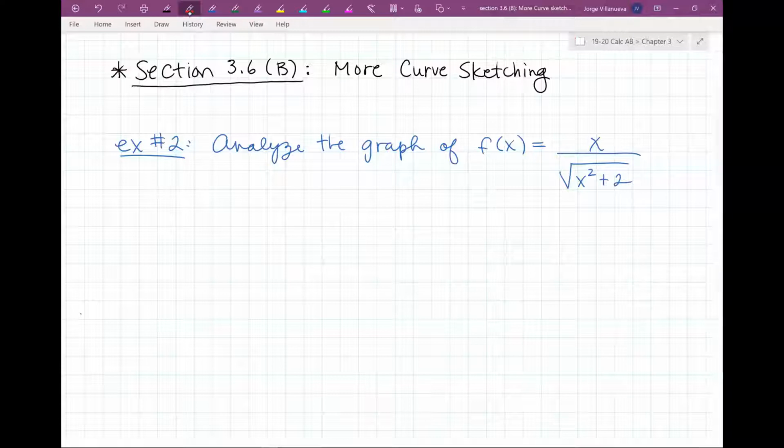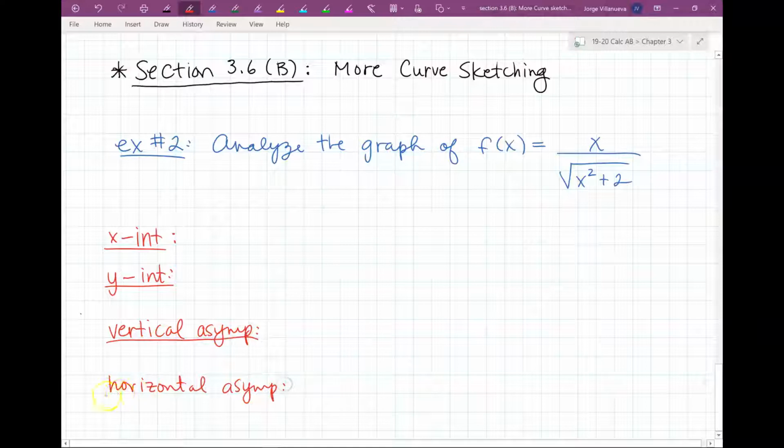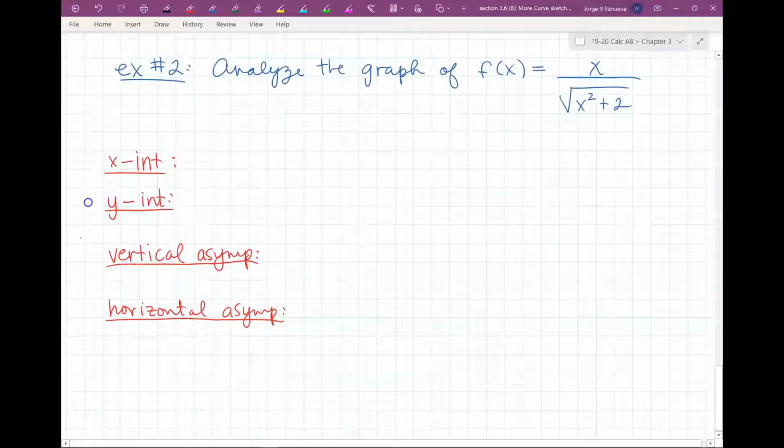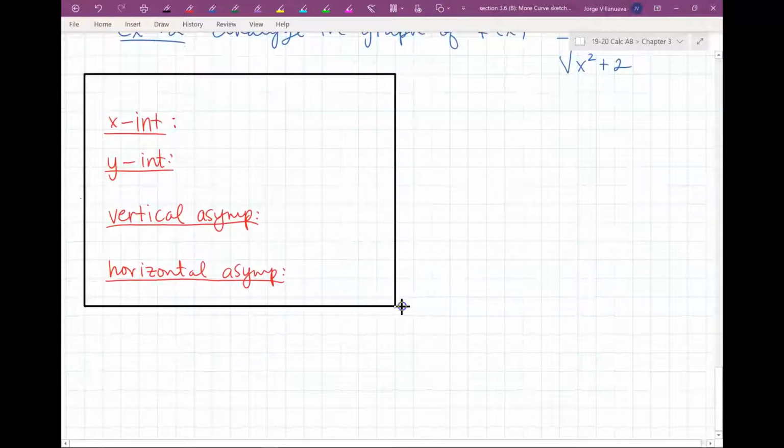So let's start off by listing a couple of things: our x-intercept and our y-intercept. We'll also do our vertical asymptote and our horizontal asymptote. I'm going to put those in a box. That way we know this is going to be a set of solutions for me.